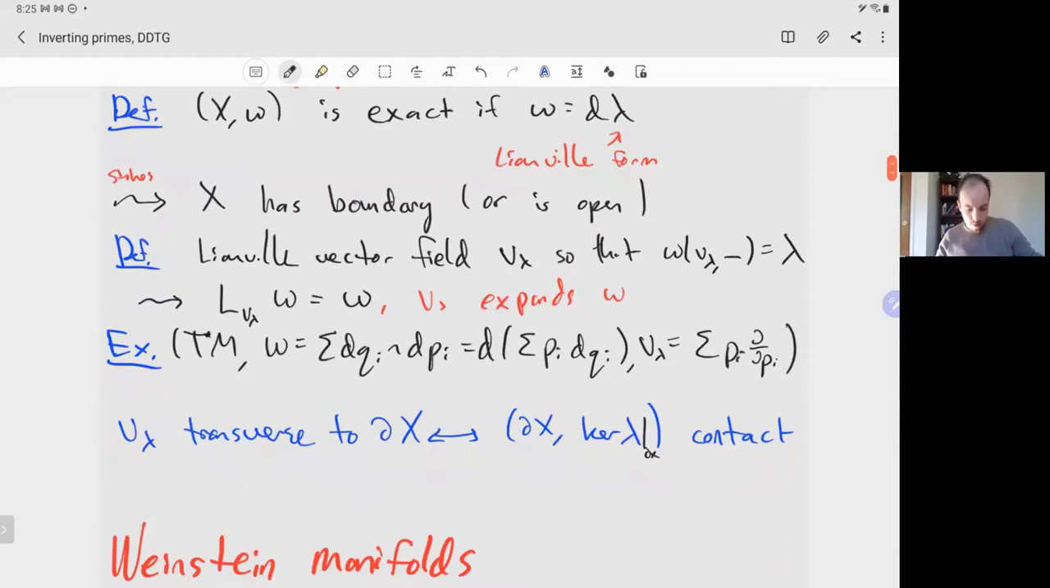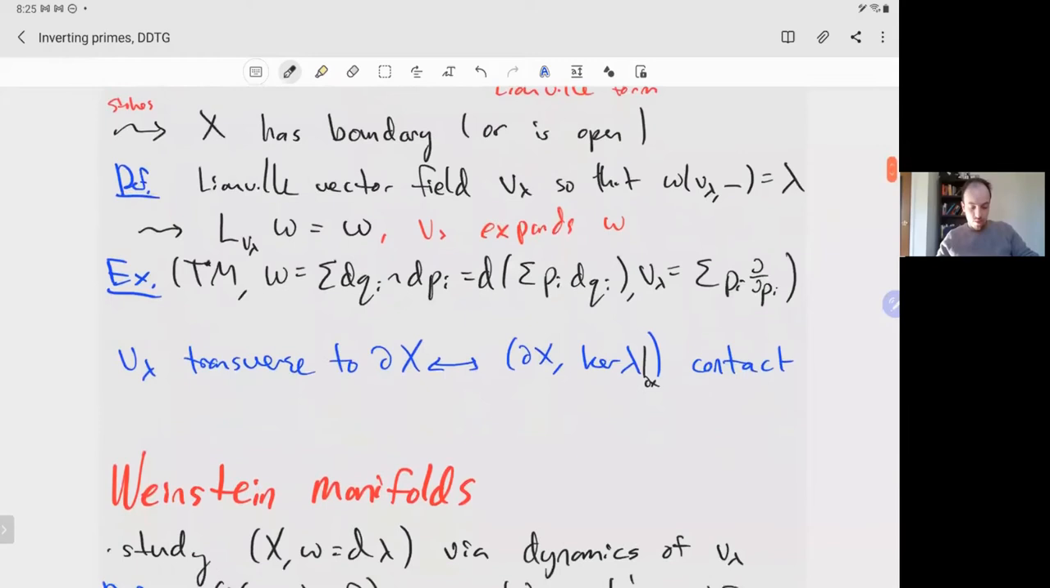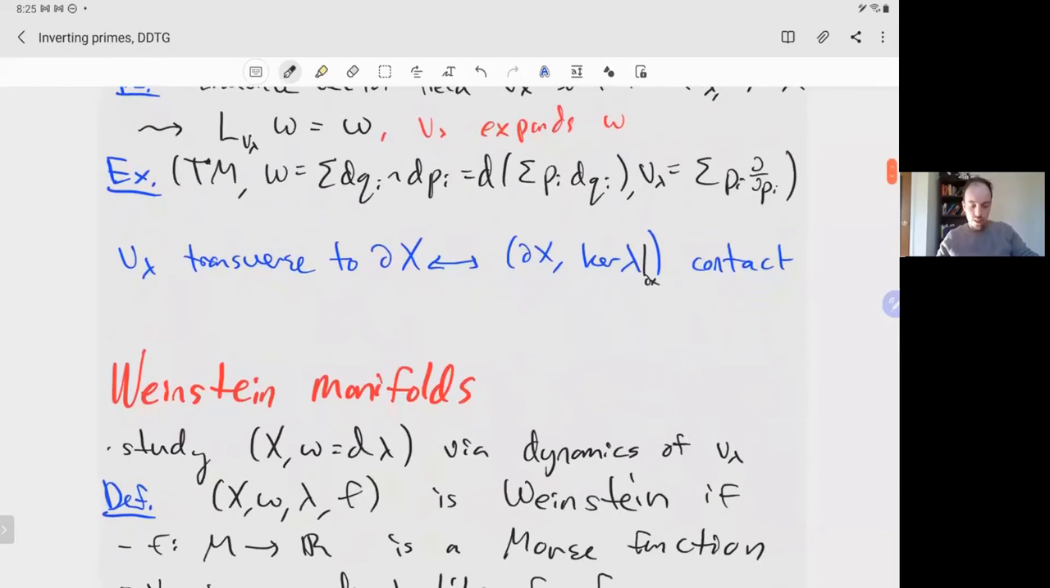Now let me talk about Weinstein domains. I'm slowly adding more and more structure, but all of the structure will be, as usual, helpful to understand in symplectic manifolds. The idea for Weinstein manifolds is that you want to understand the symplectic topology of these exact manifolds in terms of the dynamics of their Liouville vector field. One of the simplest classes of dynamical systems is where the vector field is Morse-Smale. So that's exactly what a Weinstein domain is. You want to study this exact symplectic manifold via the dynamics.